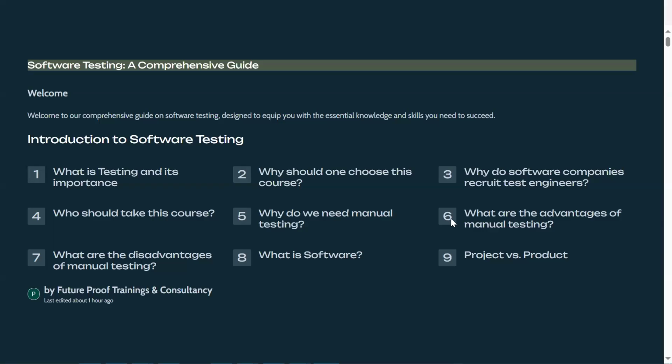Time consuming. Manual testing takes more time compared with automation testing, especially for repetitive tasks. That is one of the disadvantages. What else? Manpower is required. Exactly. We need a large number of human testers, which can increase the cost, right?